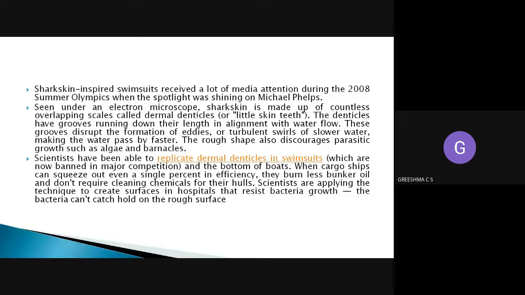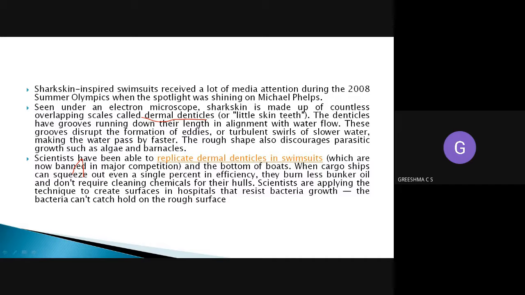So the shark skin is basically made up of a countless number of overlapping scales, which are called dermal denticles. You cannot see them with your naked eye, but under a microscope, normally an electron microscope, you can see that the shark skin is made up of a lot of overlapping scales, called the dermal denticles, or little skin teeth.